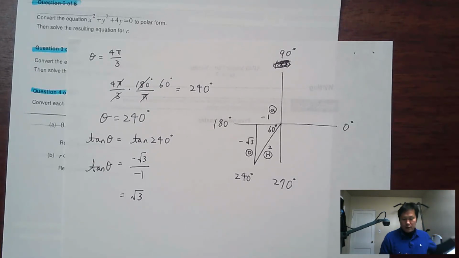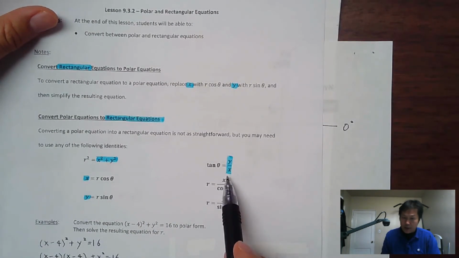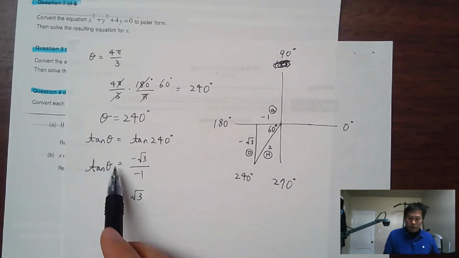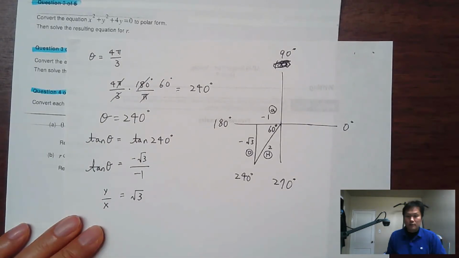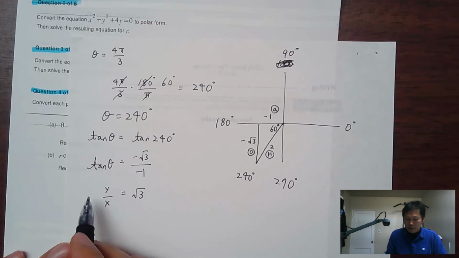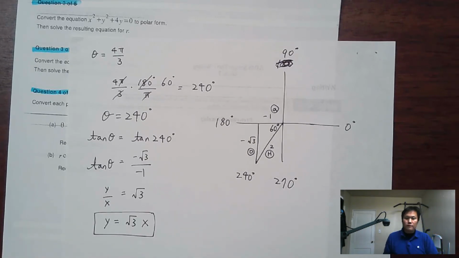And don't forget, tangent theta is equal to y over x. So tangent theta on the left hand side is going to be y over x. Solve for y. Multiply by x on both sides: square root 3 times x. That should be your final answer.